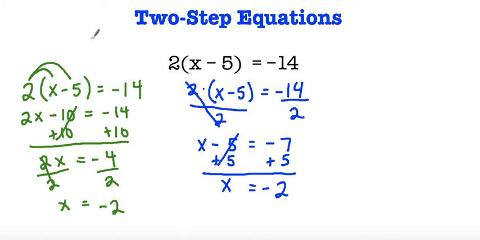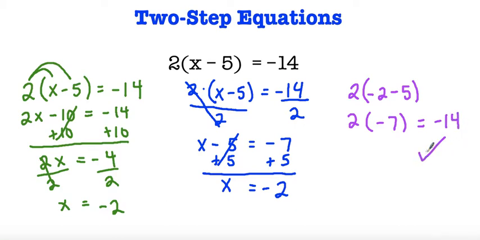But it's always good to go back and confirm by substituting in our x value. So if I go back and substitute our x value, it's going to be 2 times negative 2 minus 5. And so I'm going to do negative 2 minus 5 first. So 2 times negative 7. And that is equal to negative 14. And that's how we know we got our problem correct.